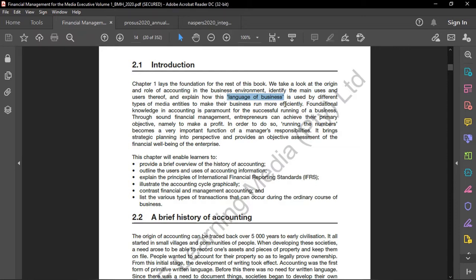So what I'm going to highlight here is the overall objectives. Obviously, we need an overview of accounting. So where did the system come from? We need to know who actually uses this information and what they use it for.